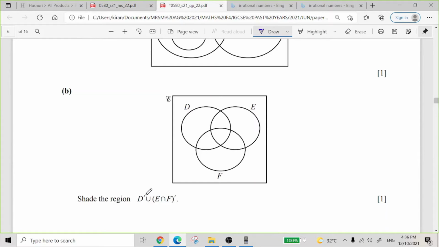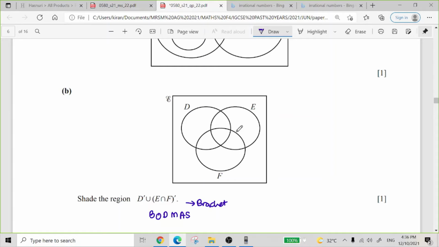Shade the region D complement union with E intersect F complement. So bila soalan macam ni kita kena buat dalam bracket dulu. Okay, actually you boleh apply BODMAS juga. Okay, tapi maknanya apa? Kita akan buat ni BODMAS ni maknanya lebih kurang lah. Maknanya kita akan start dengan bracket dulu. And then kalau saya akan buat bracket and then saya akan buat complement.